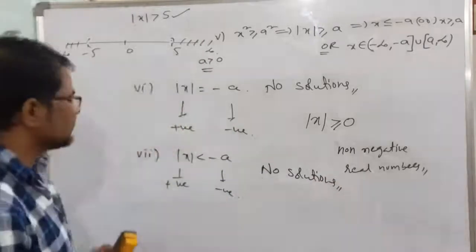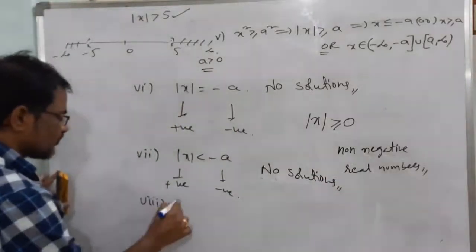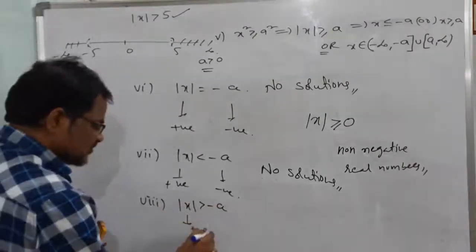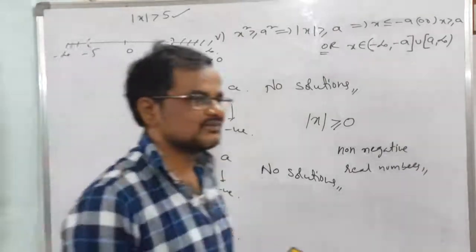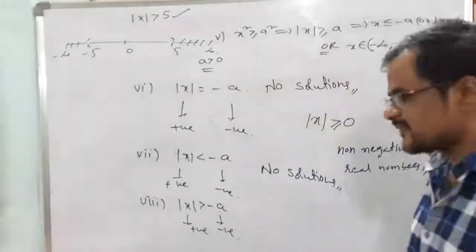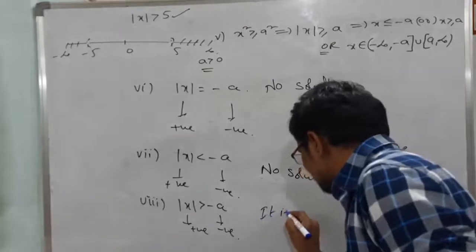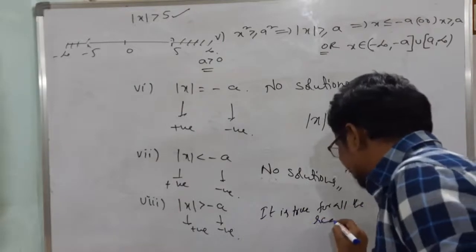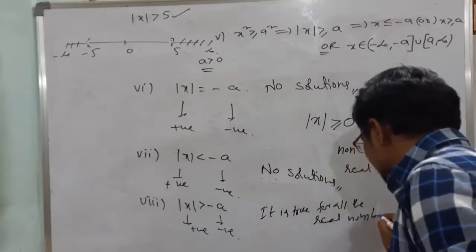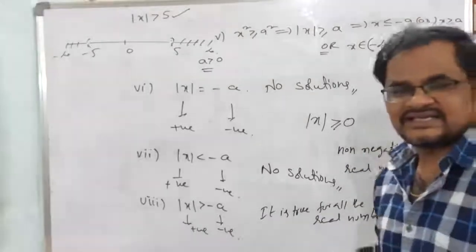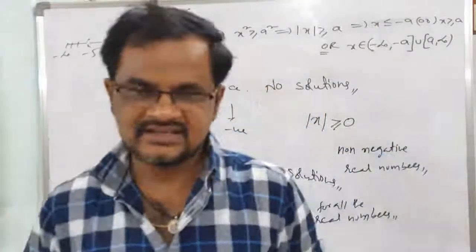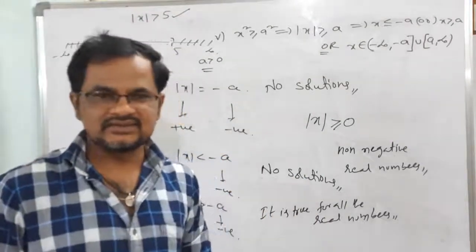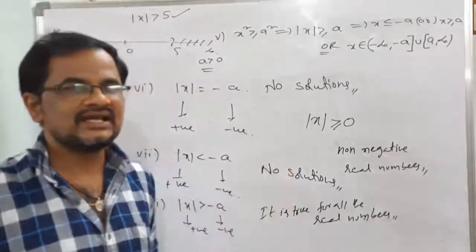So finally this one, mod x greater than minus a. So here also this is a positive value and this is a negative value. Tell me what is the answer here? It is true for all the real numbers. Because positive values are always greater than negative values.